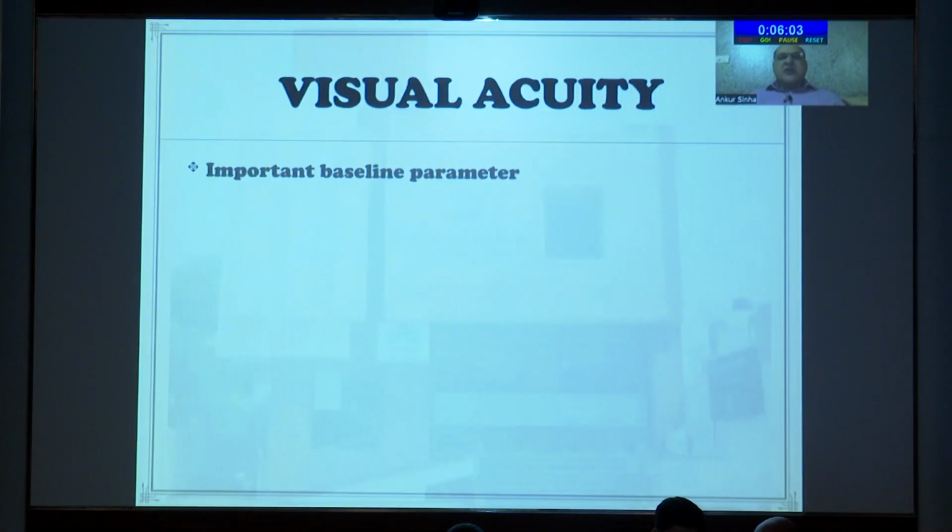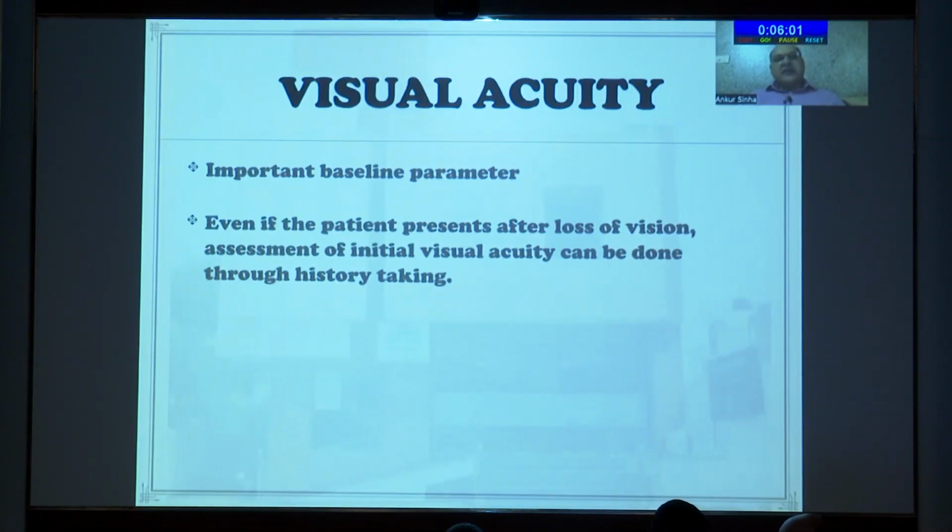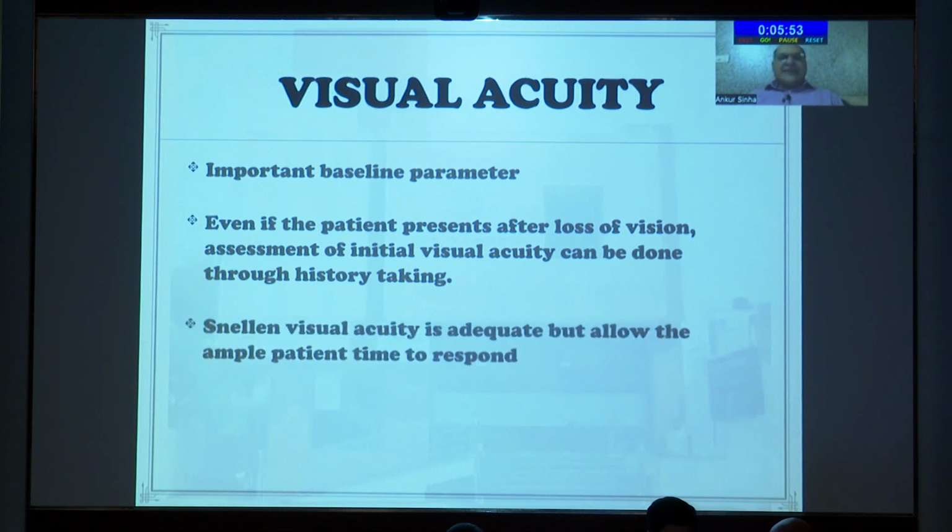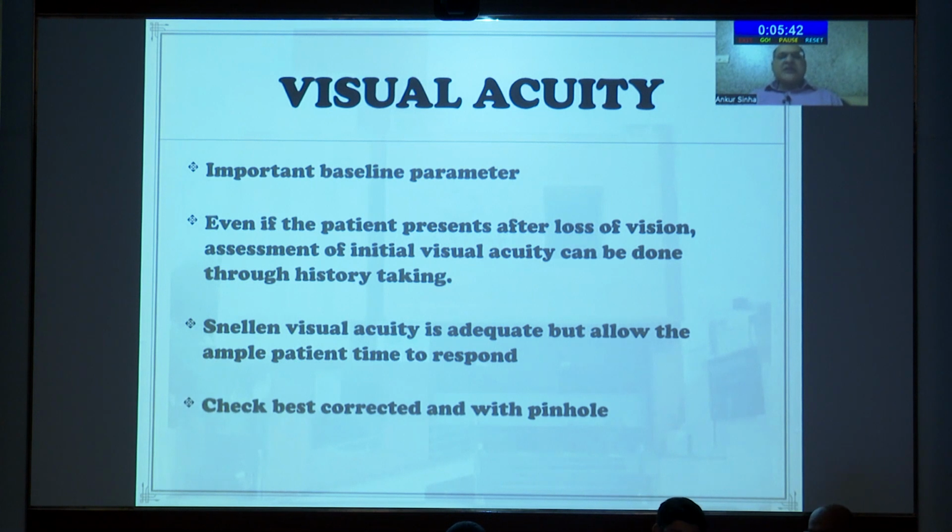Now, visual acuity is a very important baseline parameter. Even if the patient has lost his vision at the time of presentation, we can still ask how the vision loss has occurred and when it has occurred. Snellen's acuity is more than adequate, but we should allow the patient to respond because sometimes the neuro-ophthalmic patients may take more time to respond than normal patients. Check for the best corrected visual acuity with pinhole. Also check the near visual acuity because in some cases, the near visual acuity is knocked off.